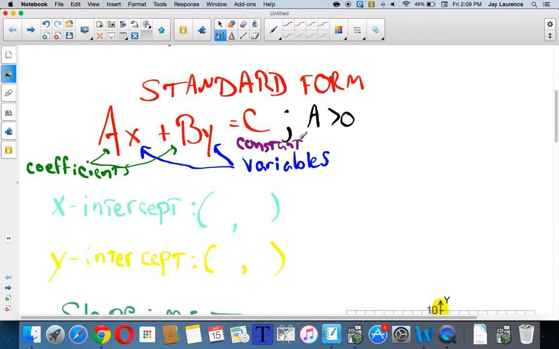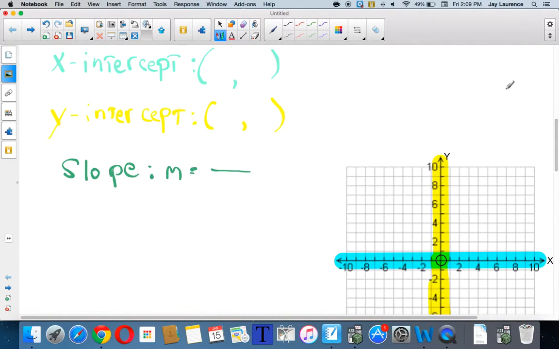Now, when I am in standard form, ax plus by equals c, in other words, the x term and the y term are on the same side of the equal sign, the c term is on the other side of the equal sign, and a is greater than 0, it is really easy to figure out your x-intercept, your y-intercept, and your slope. Now, before I do that, I want to ask you what's true about an x-intercept. A lot of you are going to say, it's on the x-axis? Well, of course it is. That's why it's called an x-intercept. But think a little deeper than that.